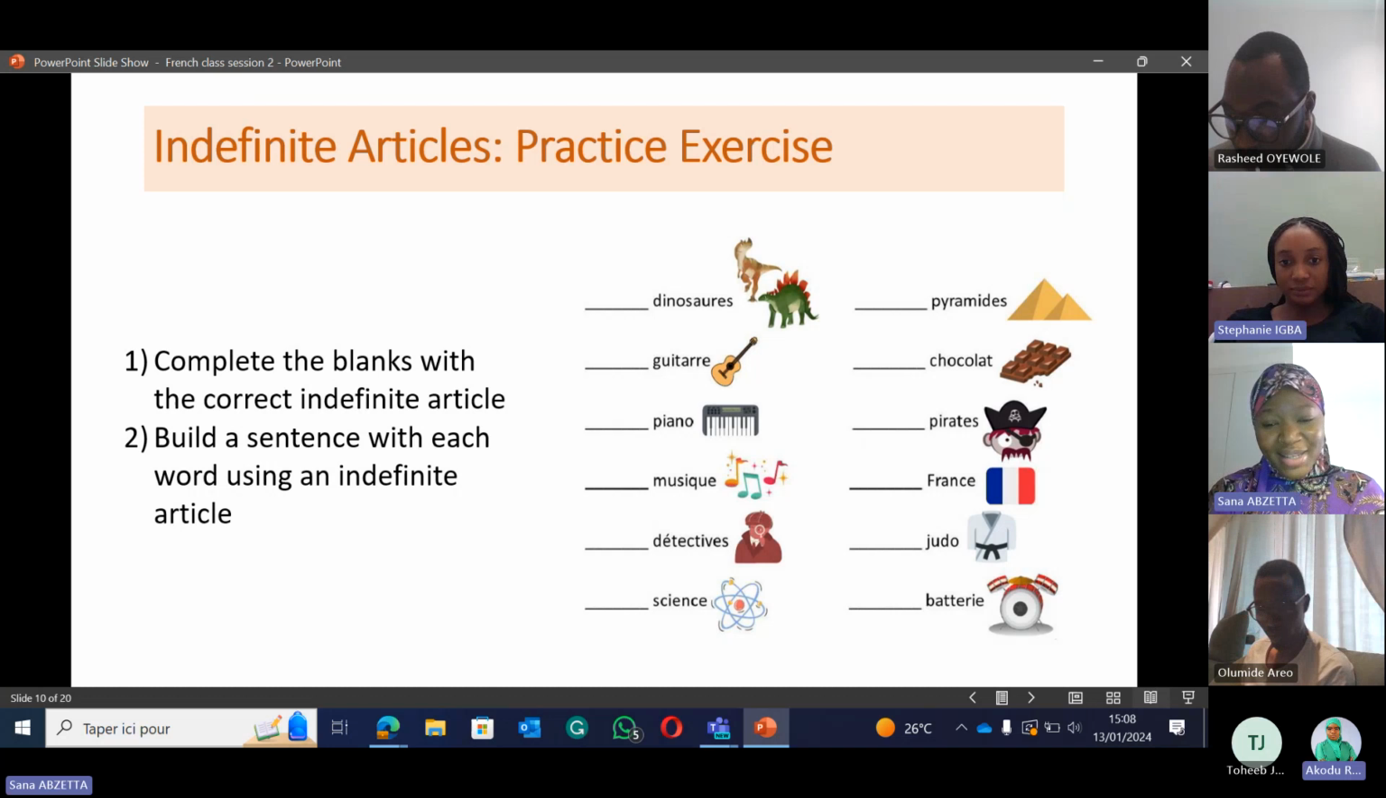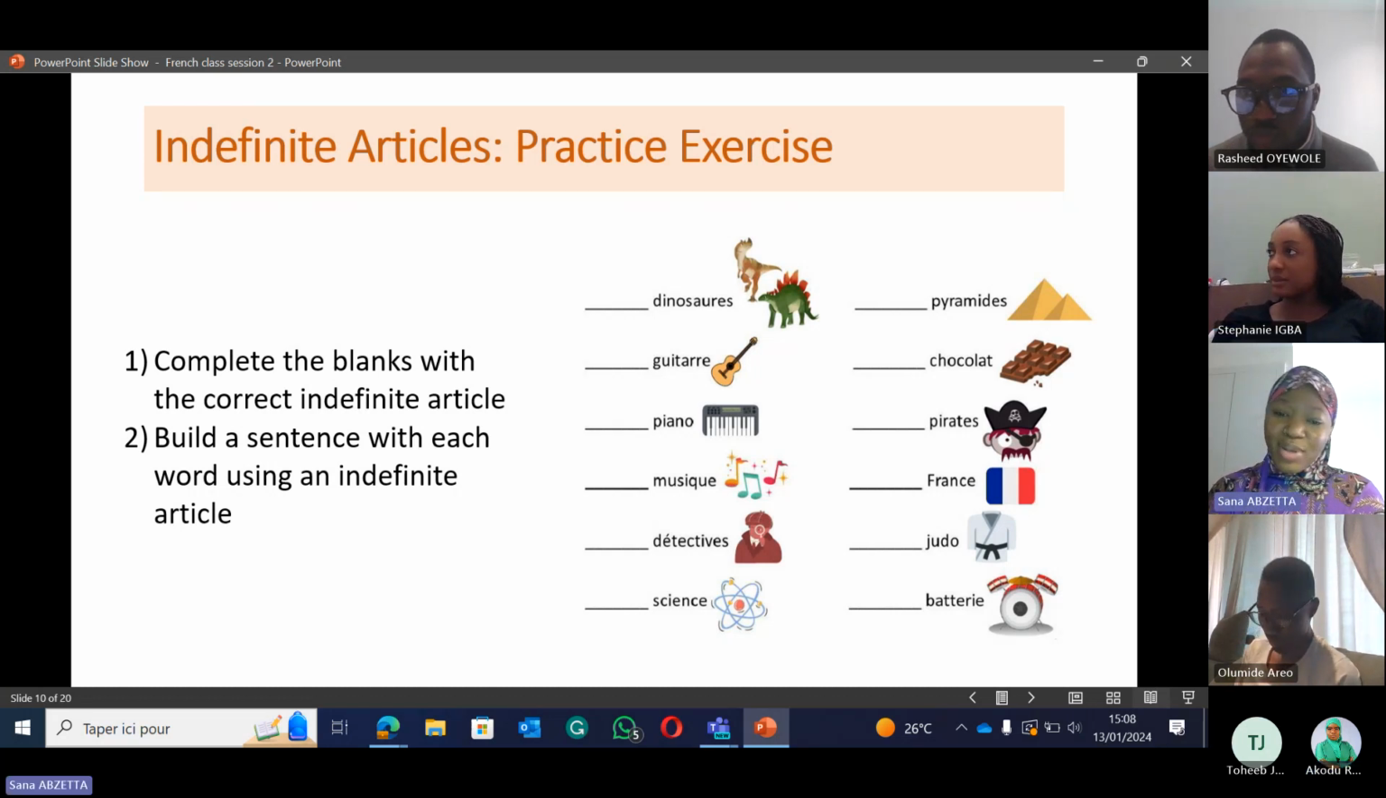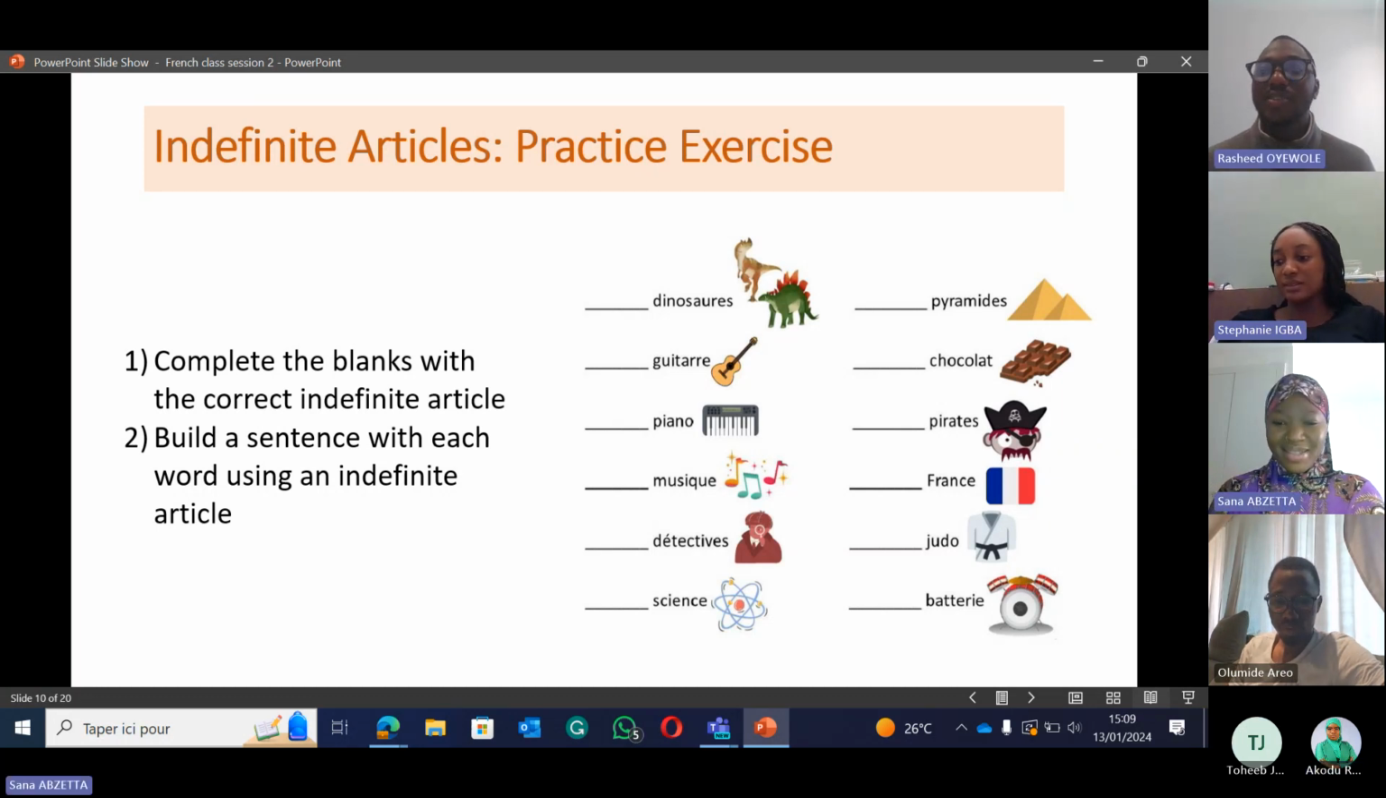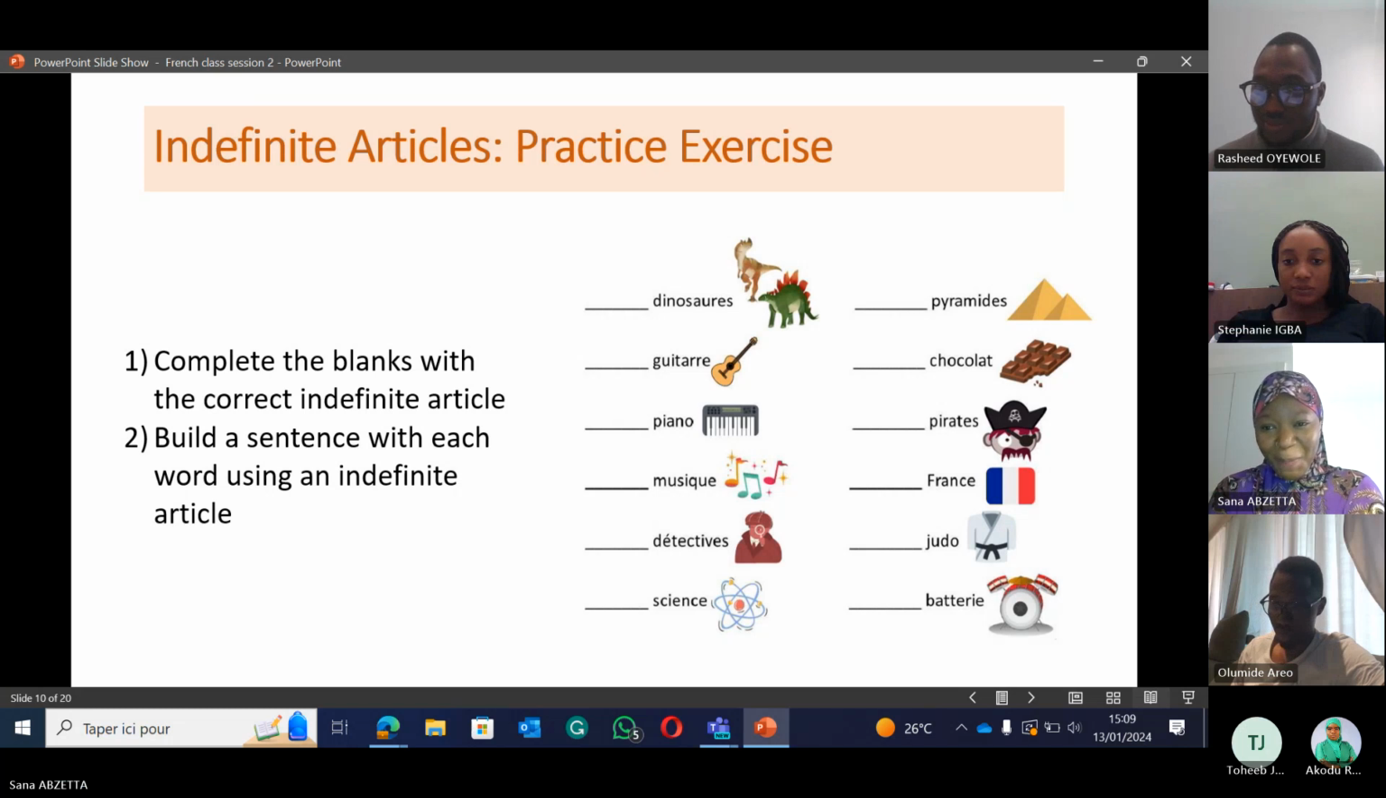Science. La science. Une. So is it feminine or masculine? Feminine. Okay, good. Une science. Une science. Science. Okay. Une science. Good. Okay.